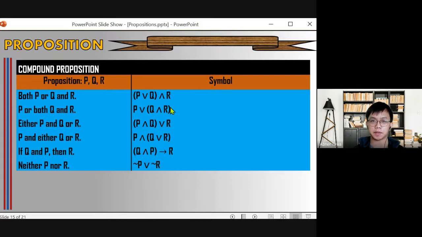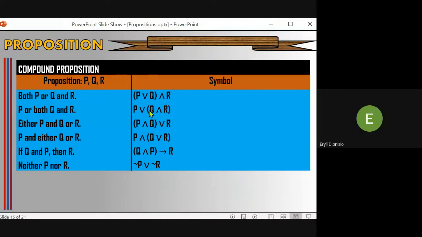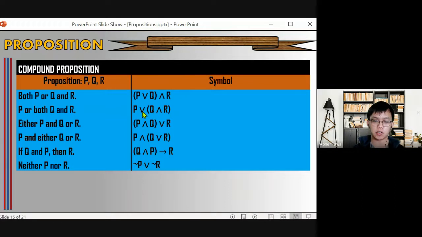Okay, so nakita niyo yung symbol ko. Yes, Ariel? Sir, disjunction. Very good. So ang main connective ay or, then it is a disjunction. So yung number 2 natin dito is a disjunction. Okay, so that is for number 2 example.